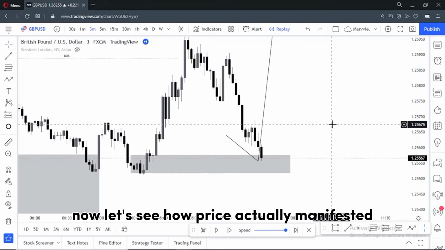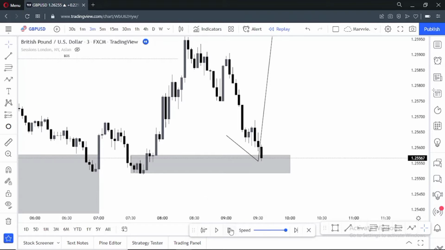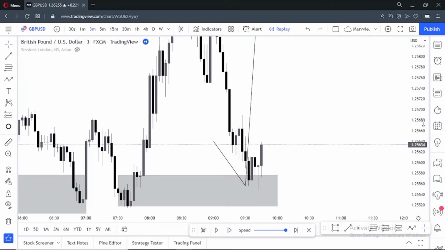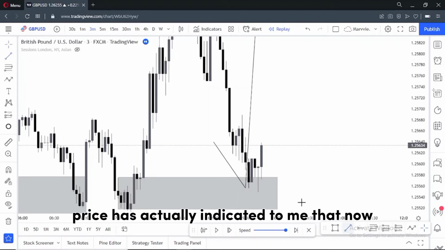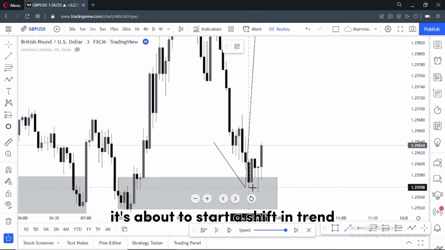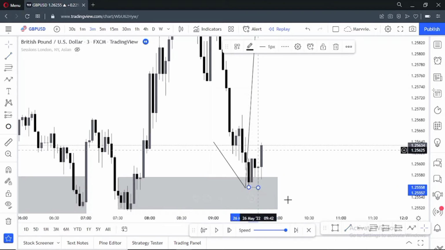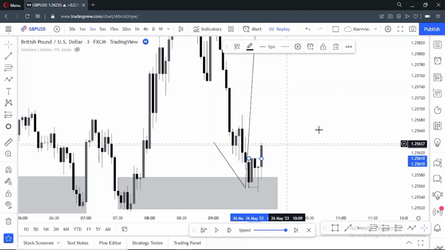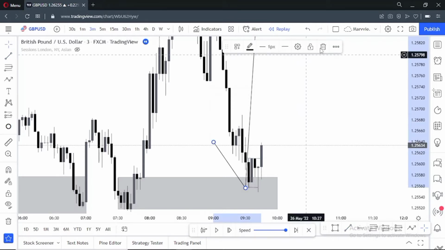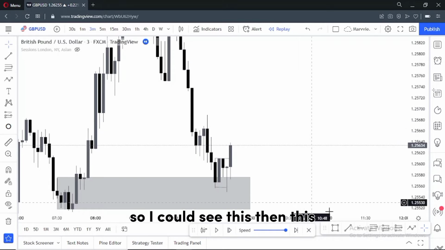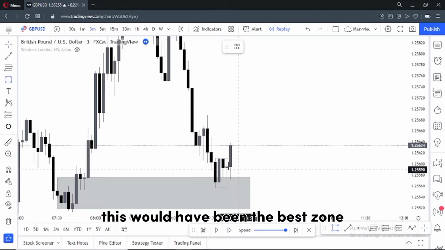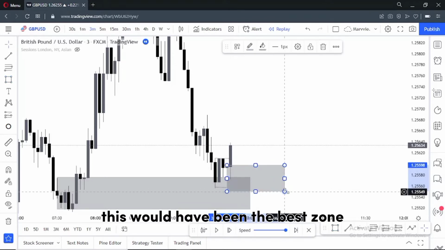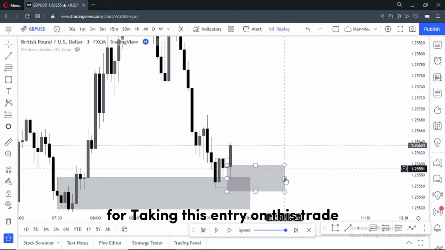Now let's see how price actually manifested. So price tapped into the zone already. Price has actually indicated to me that now it's about to start a shift in trend. So I could see this. Then this would have been the best zone for taking that entry, this trade.